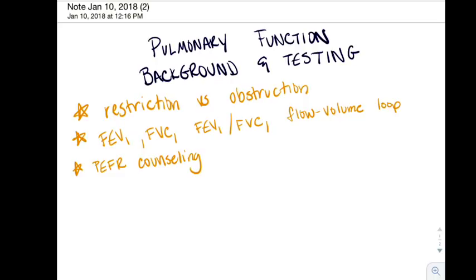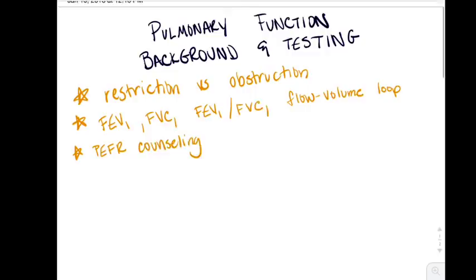The lesson objectives for today's lecture are to distinguish between restrictive and obstructive pulmonary dysfunction, to define the terms FEV1, FVC, FEV1 and FVC ratio, and the flow volume loop, particularly in diagnostics of pulmonary function or dysfunction, and patient counseling for using a peak flow meter. So let's go ahead and get started.